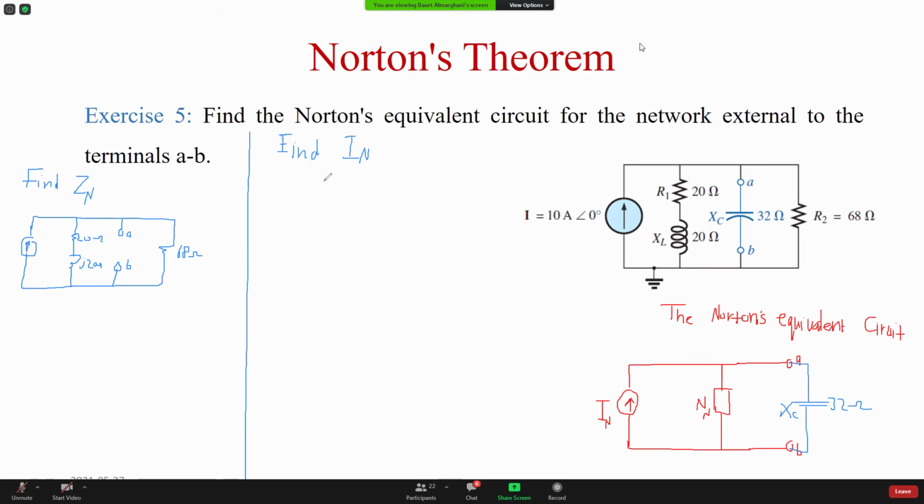I'm going to do the same circuit here. We have the source, and it's 10 angle 0 ampere. Then I have this branch, a resistor, inductor, 20 ohm, j20 ohm. Then I have the terminals. This is A, this is B. Then I have this resistance here, 68.